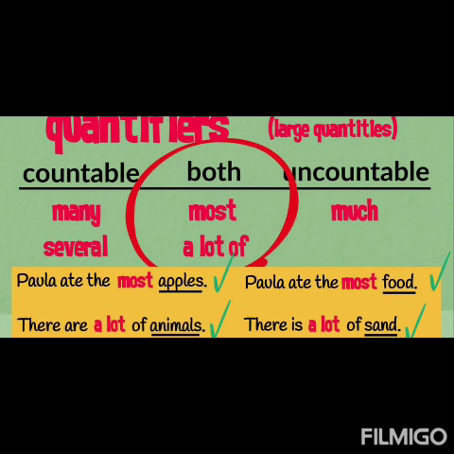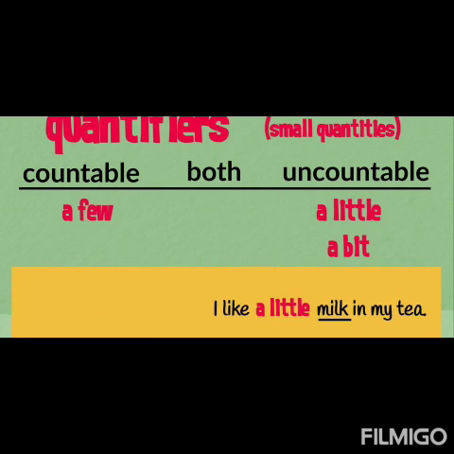Paula ate the most apples. Paula ate the most food. There are a lot of animals. There is a lot of sand. We are using both these two quantifiers with both countable and uncountable nouns. Now the quantifiers that we use with small quantities are a little, a bit, a few.